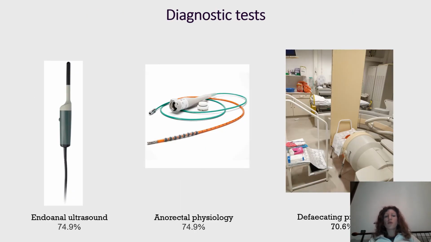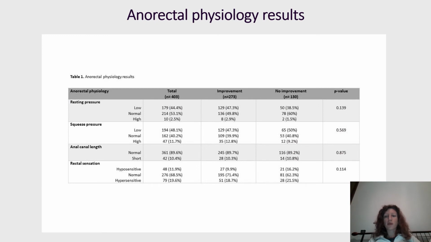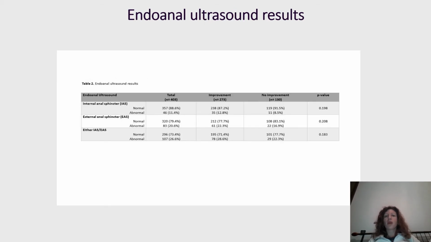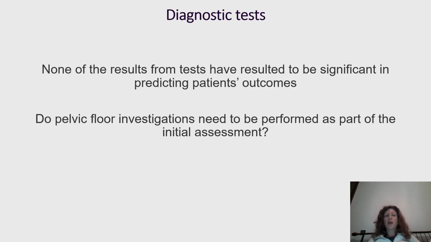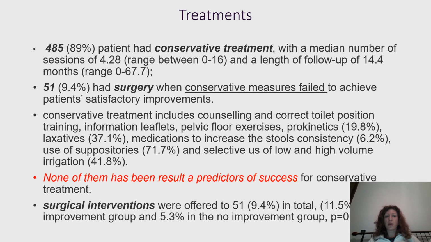Diagnostic tests: we did abdominal ultrasound, anorectal physiology, and defecatory proctography in approximately two-thirds of the patients. As you can see, none of the results from anorectal physiology, ultrasound, or abdominal ultrasound reached statistical significance in predicting patient outcomes. So in this case, do pelvic floor investigations need to be performed as part of the initial assessment?